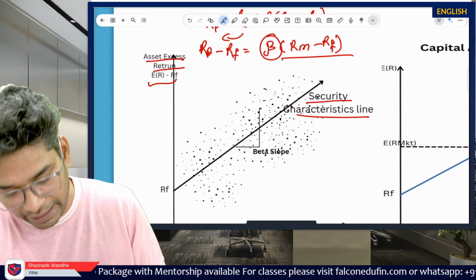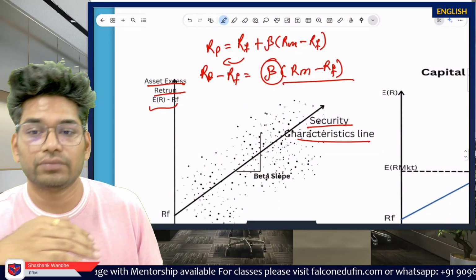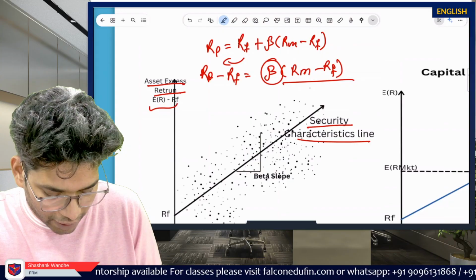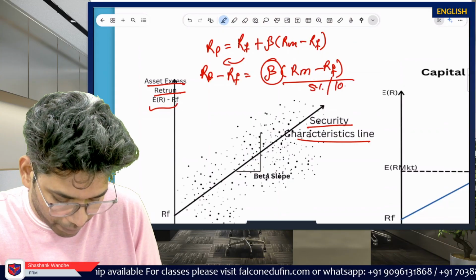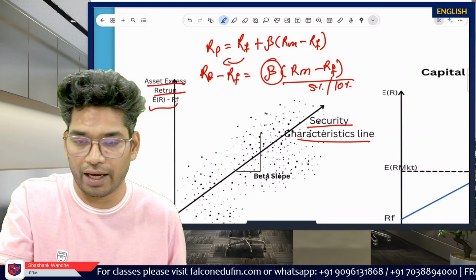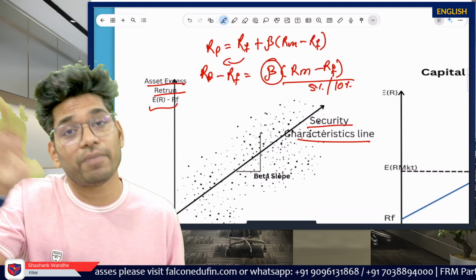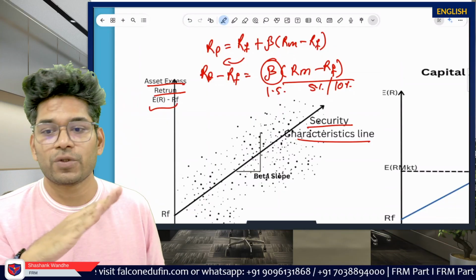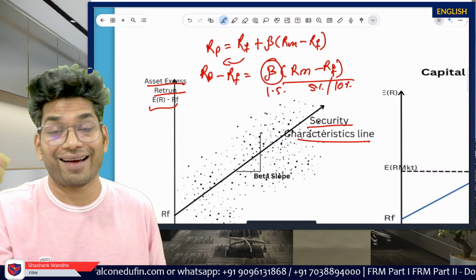So if the beta is higher, then your asset excess return will be higher. Ultimately, let's say here you have 5% versus 10%. If you have the 5% multiplied by beta, then your RP minus RF will be higher. If you take 10%, it will be even higher, right? And beta, let's say assume it is 1.5. So higher the slope, higher the asset excess return.